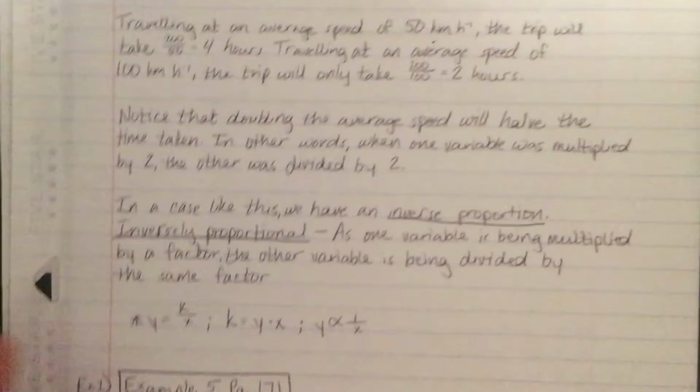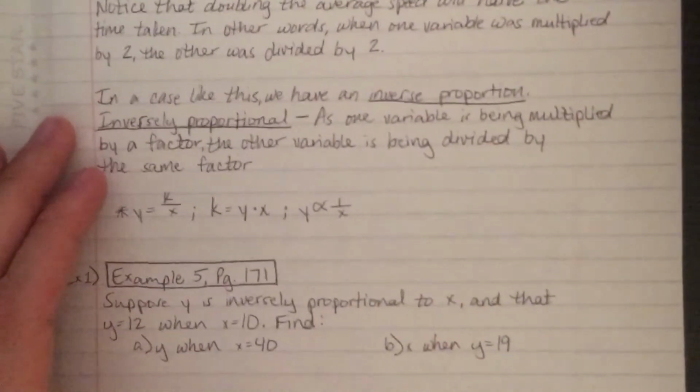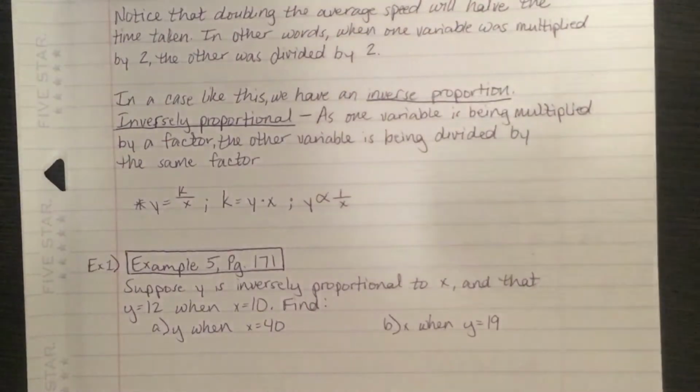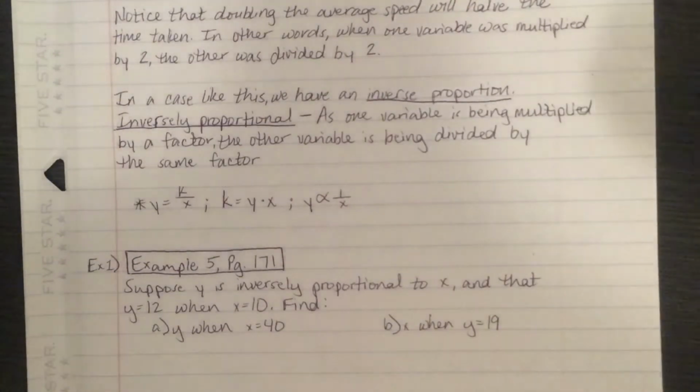So as with direct variation, with inverse variation, we have what's called an inverse proportion. And so for things to be inversely proportional means as one is being multiplied by a factor, another one is going to be divided by the same factor.